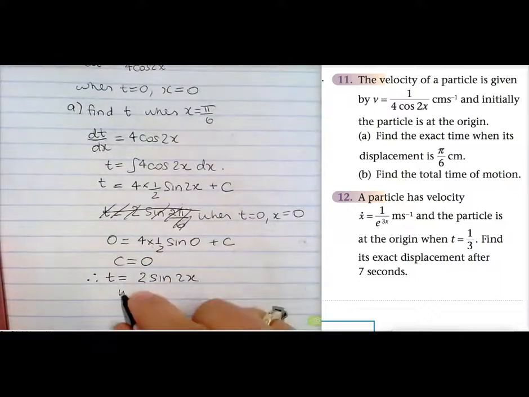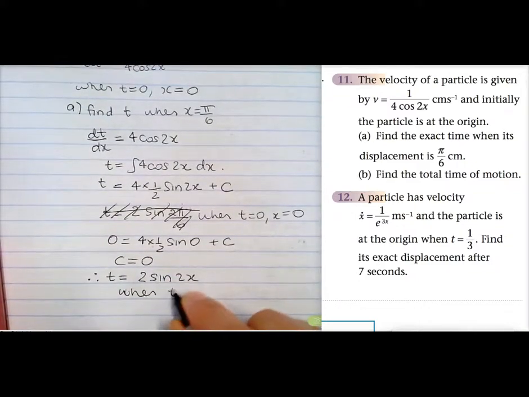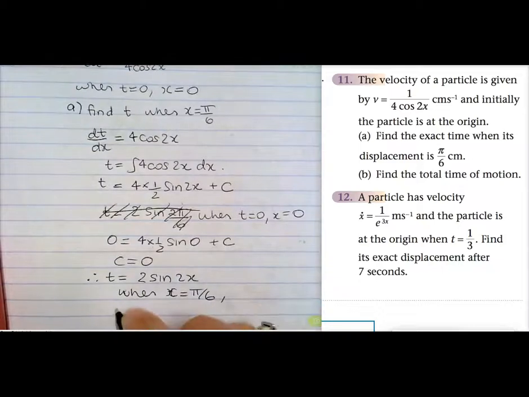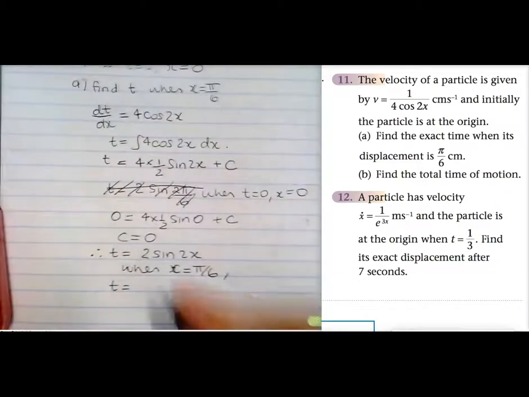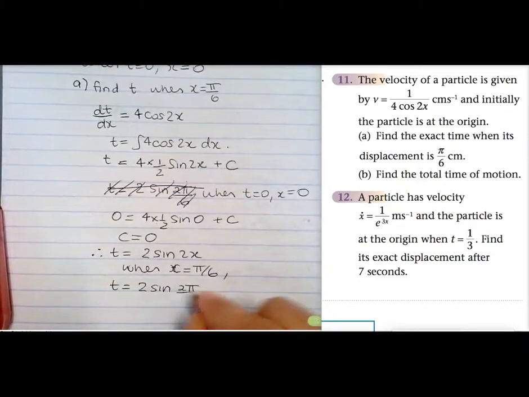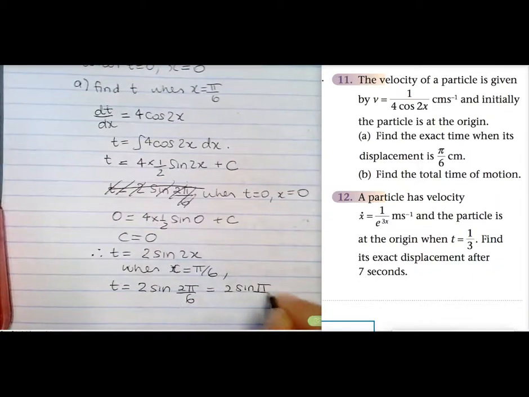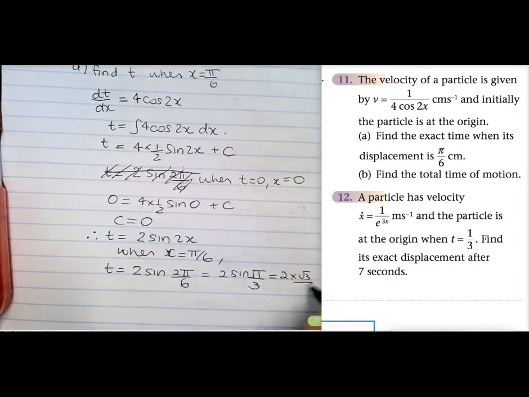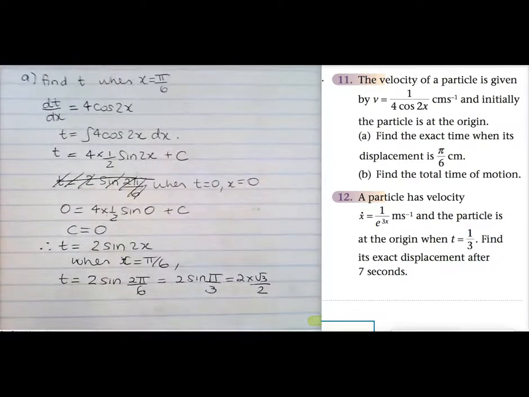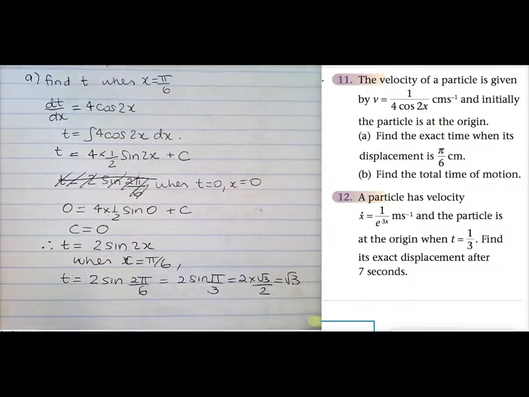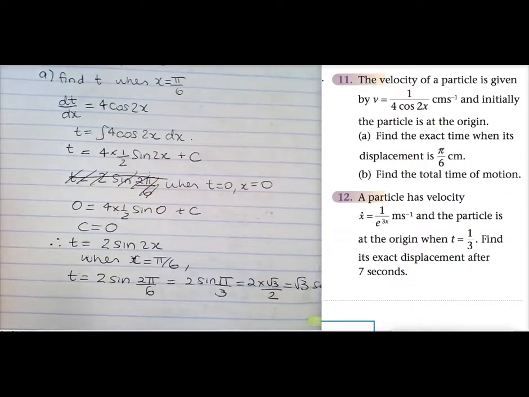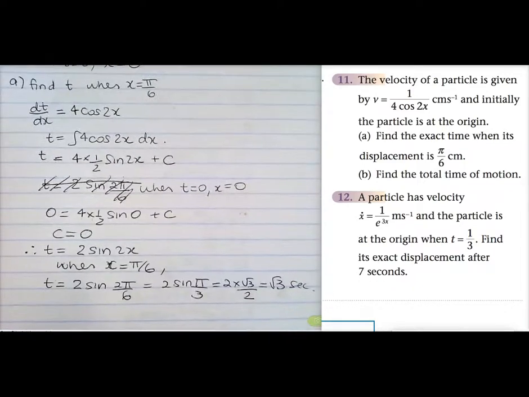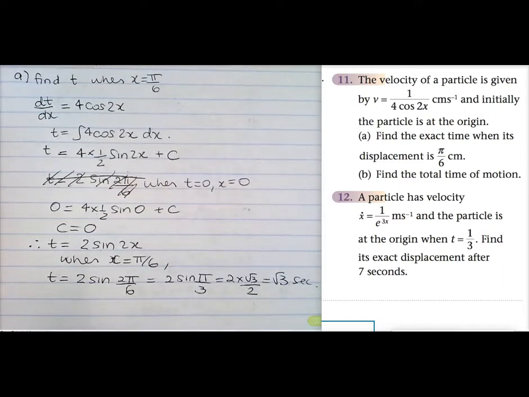So now we've got when x is pi on 6, t is 2 sine 2 pi on 6, which is 2 sine pi on 3, sine of 60, which is 2 times root 3 over 2, which is root 3. It's exact. Seconds. Anyone know what root 3 equals approximately? Well, it's less than 2. 1.73 something. Okay, good.